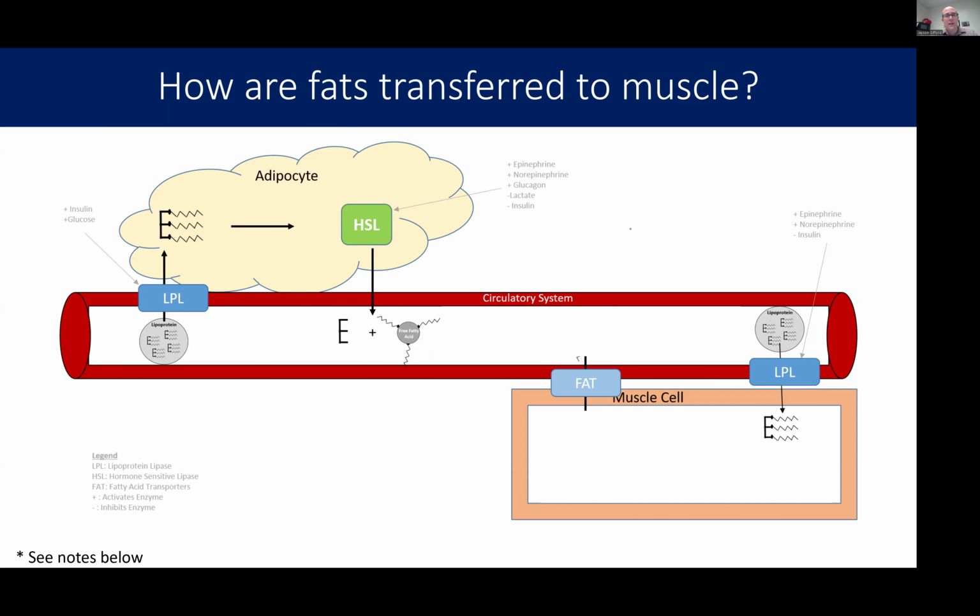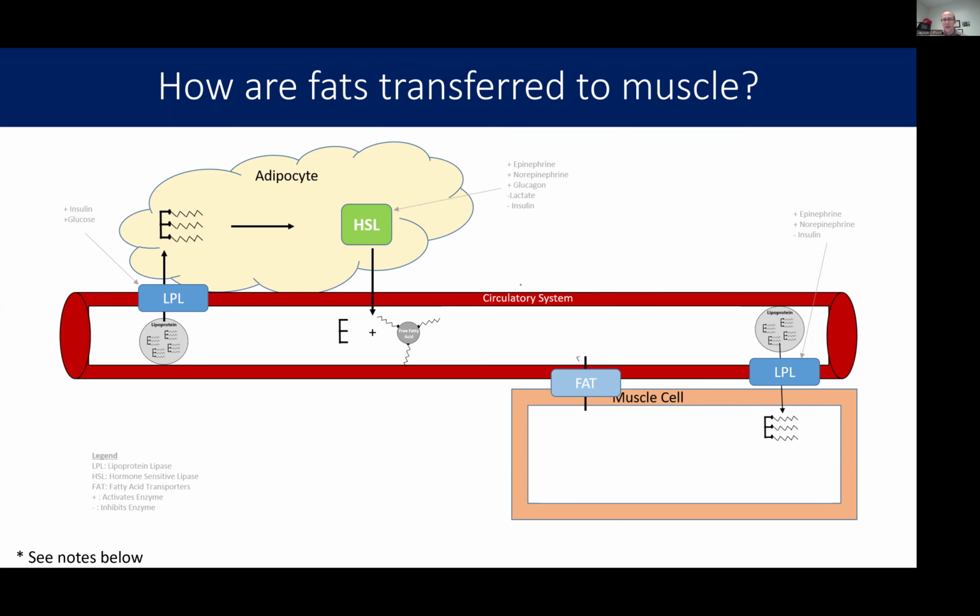Now, let's look at things that inhibit hormone-sensitive lipase, lactate and insulin. So when you're in a rest and digest scenario, like you would have high insulin, it makes sense that insulin would inhibit this, right? So insulin is signaling for the uptake of triglycerides into the adipocyte. So it also makes sense that it would inhibit hormone-sensitive lipase to keep them in there.